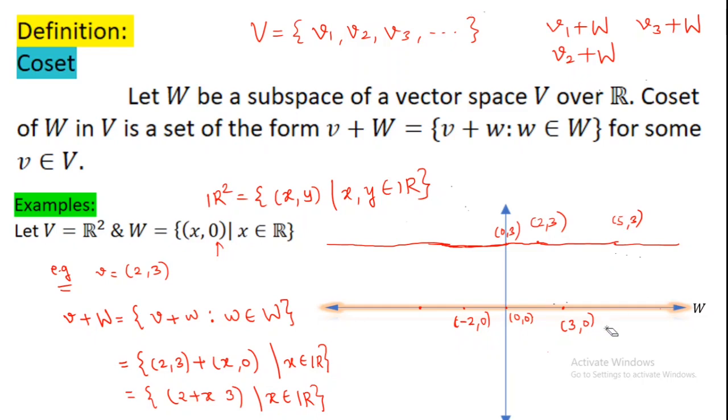Okay, now you can easily see, basically these two are parallel lines. Okay, this is our x-axis. So whatever coset we got here, that is nothing but a line parallel to the x-axis. And what will be its equation? It depends on this distance, right? And what is this distance? It is 3. So this is the line y is equal to 3.